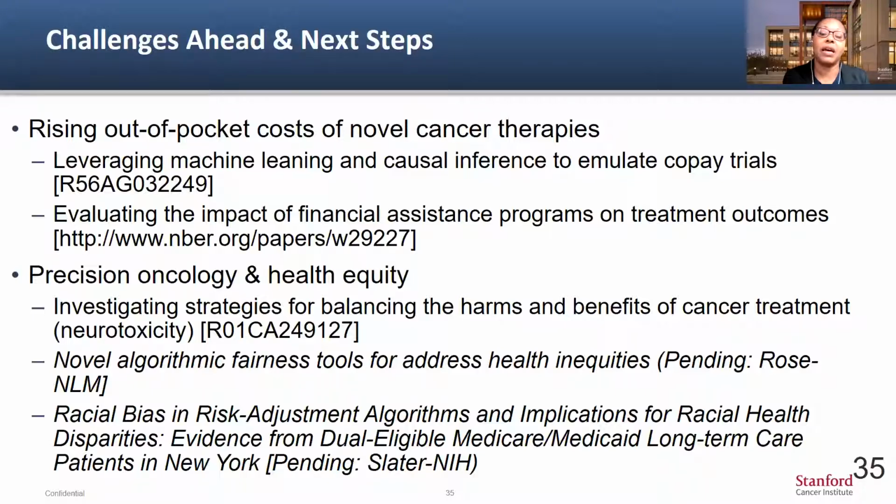We're also planning and hoping to get an R01 funded that Dr. Slater is leading, related to systems in New York, where we're looking at dual eligibles again to see what the impact is on disparities of different types of risk adjustment algorithms for addressing healthcare needs. Next slide, please.